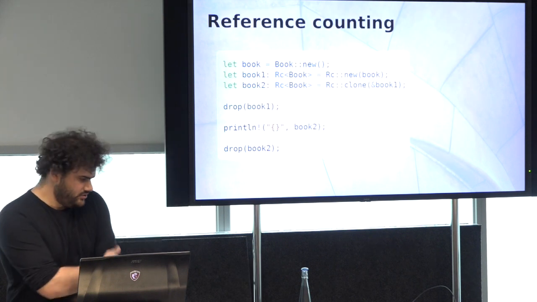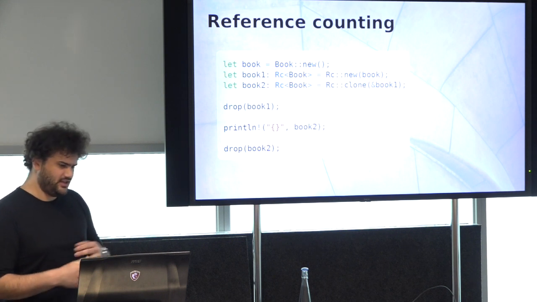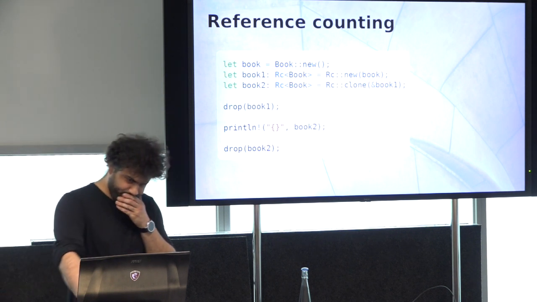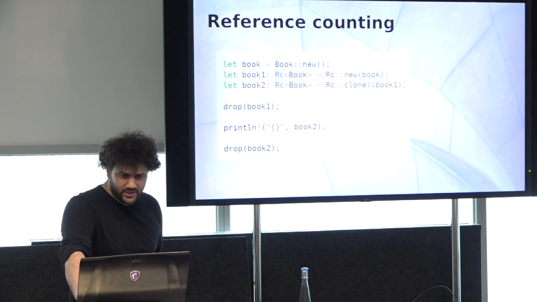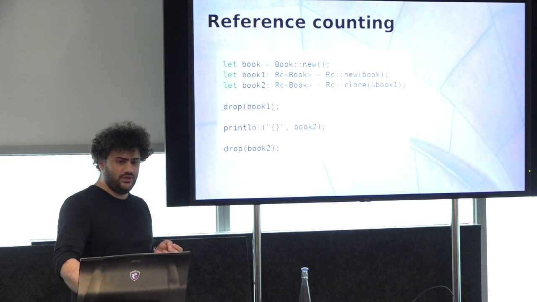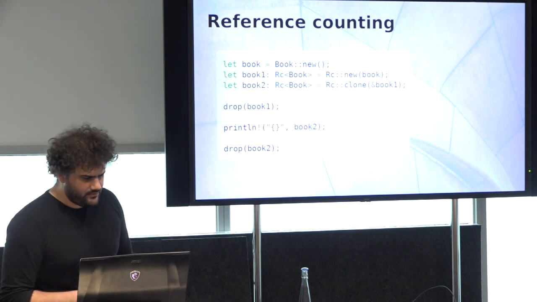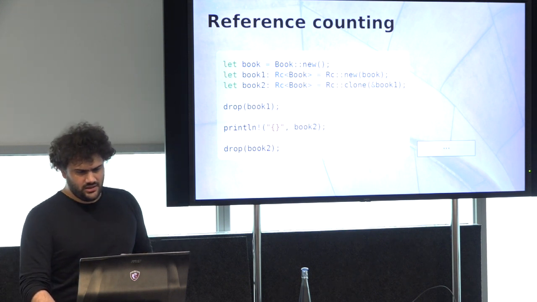So how can we share them, but kind of pretend that they own them? Well, you can do that by an abstraction that the standard library gives you, called a reference counting smart pointer. And basically, it works like this.